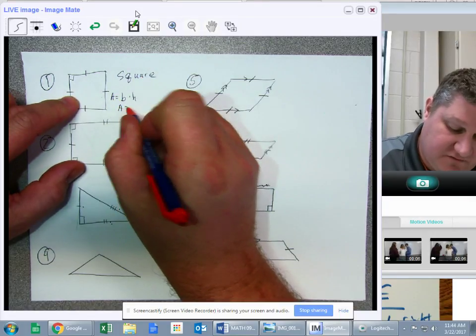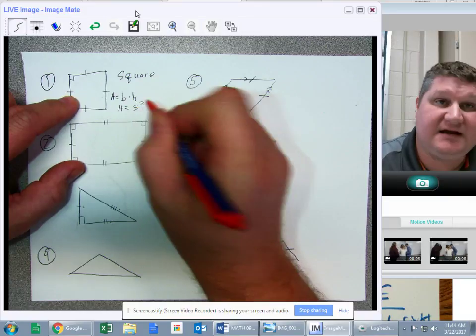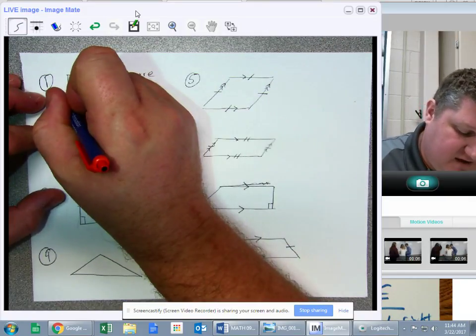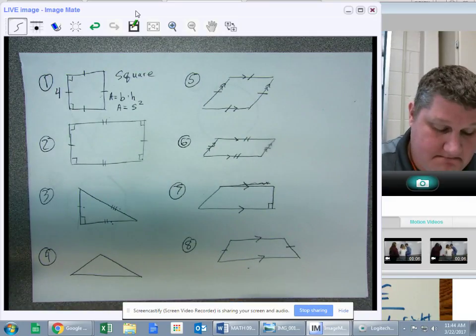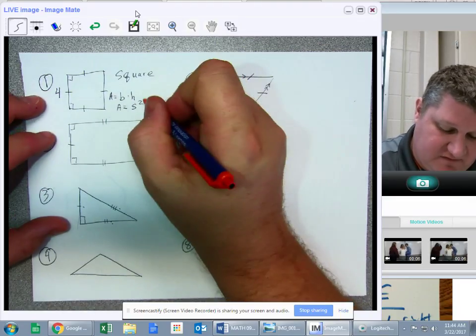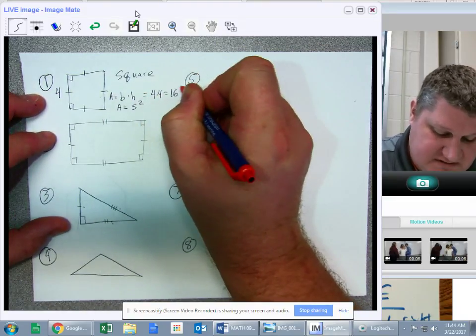Height times base would also work. Does anybody have an alternative formula beyond that? Side squared. What do you think, guys? Okay. Now, if I have this, all I have to give you is one number because why? Why do I only have to give you one number? They're all the same. So I'm going to say area equals 4 times 4, which is 16.